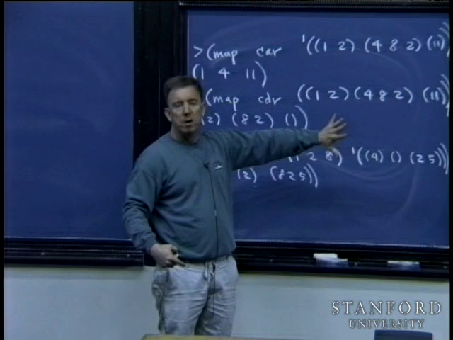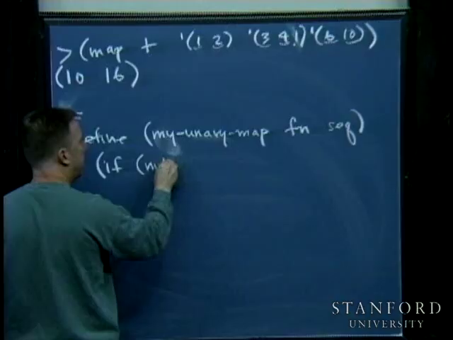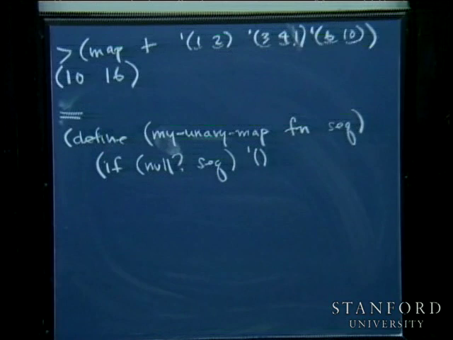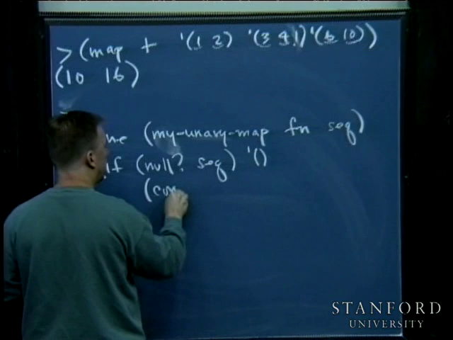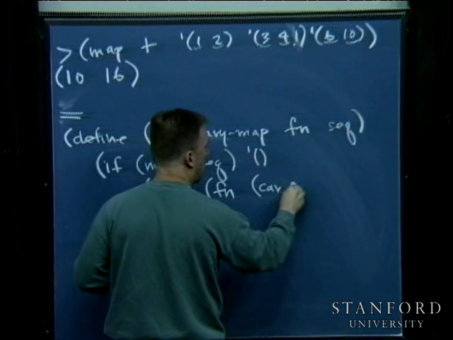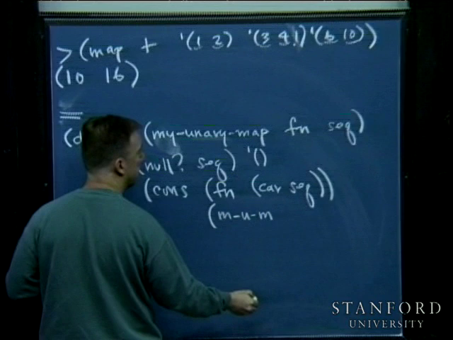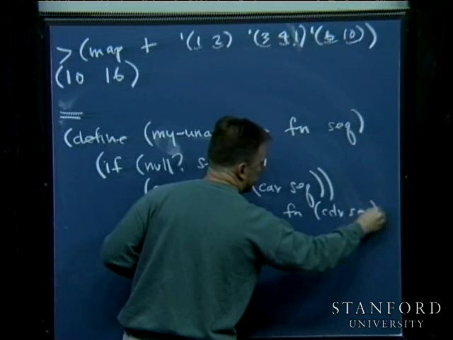Okay? If it's the case, regardless of what FN turns out to be, if SEQ is null, then I return the empty list, and FN has nothing to do with it. Otherwise, what I want to do is I want to cons onto the front whatever I get by applying FN to the car of the sequence. Okay. To the result of calling my unary map of FN against the cdr of the sequence. That ends the my unary map, that ends the cons, that ends the if, that ends the entire definition.